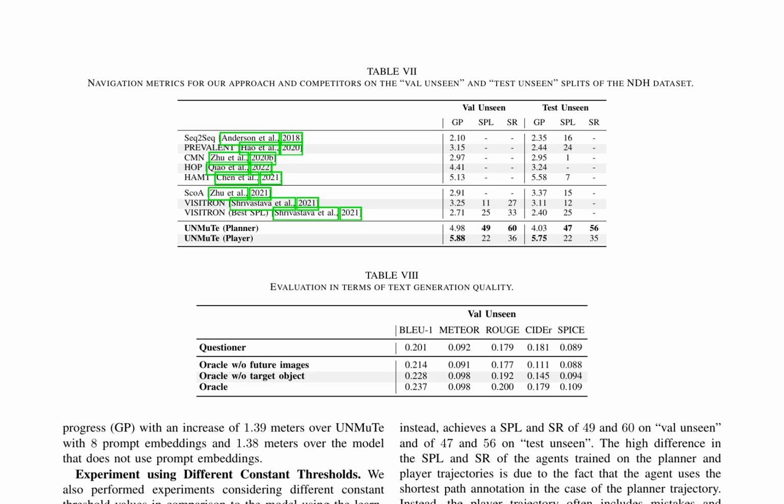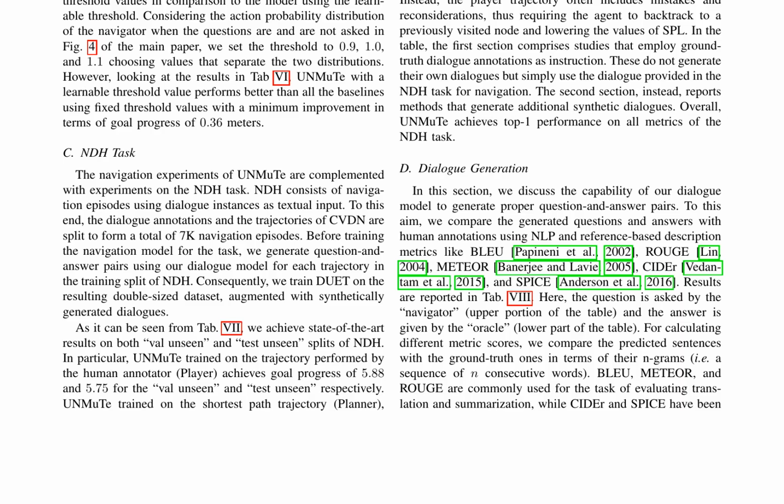The UNMuTe model achieves state-of-the-art results on the NDH task, outperforming competitors in navigation metrics such as goal progress, success rate, and success rate with planner. The model's performance is attributed to its ability to generate high-quality question and answer pairs, as evaluated by NLP and reference-based description metrics like BLEU, Rouge, Meteor, Cider, and Spice. The results show that UNMuTe's dialogue model is better at generating correct answers than asking proper questions, likely due to the greater diversity in question generation.